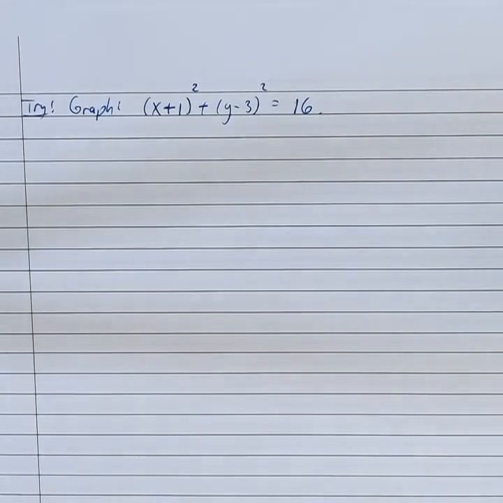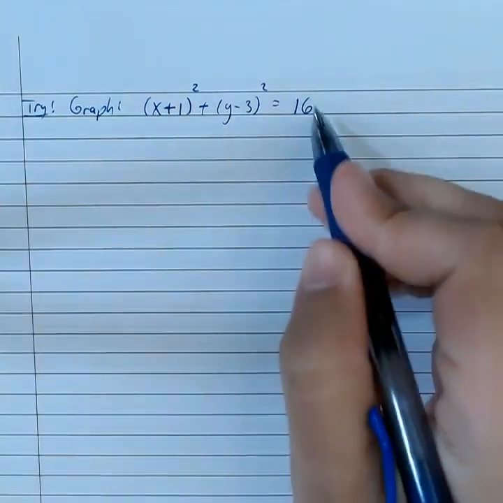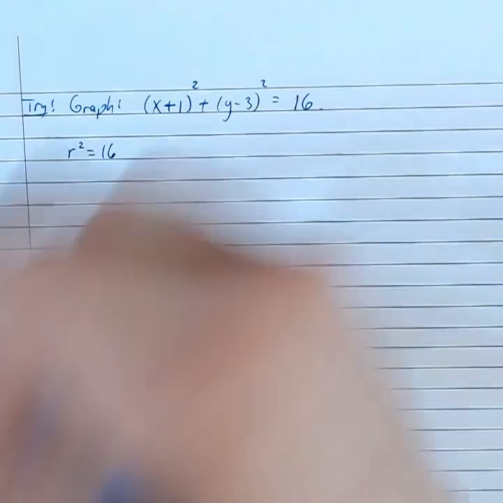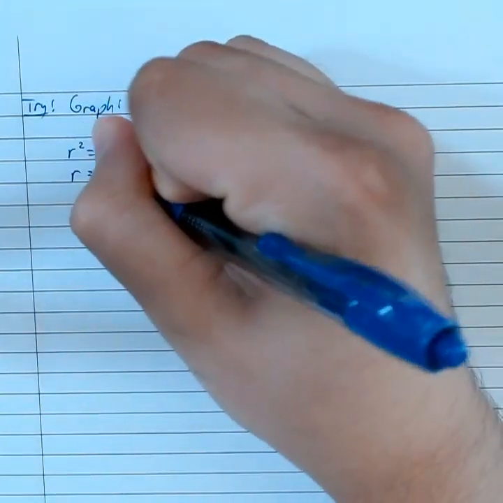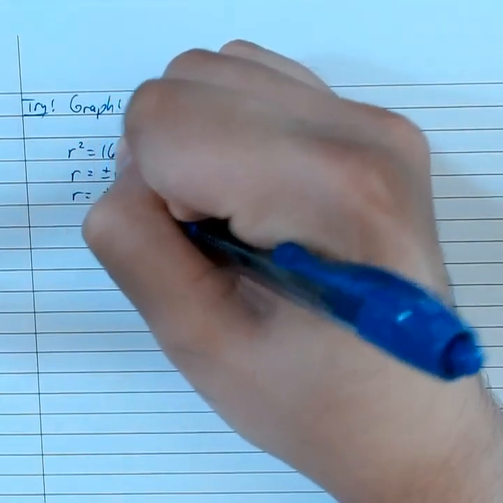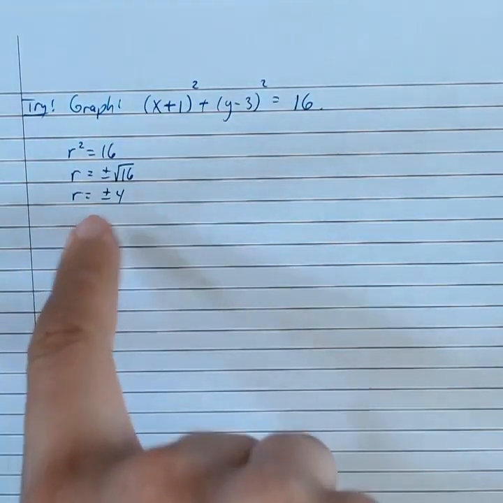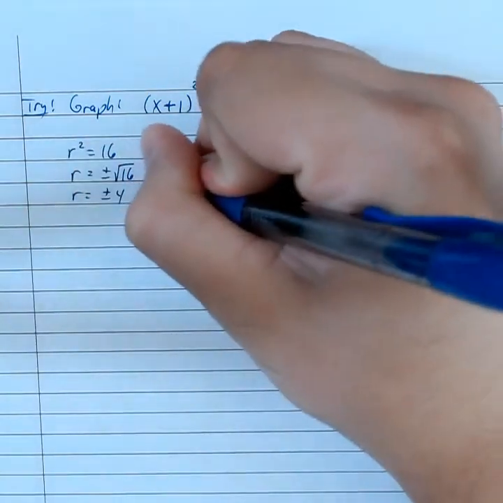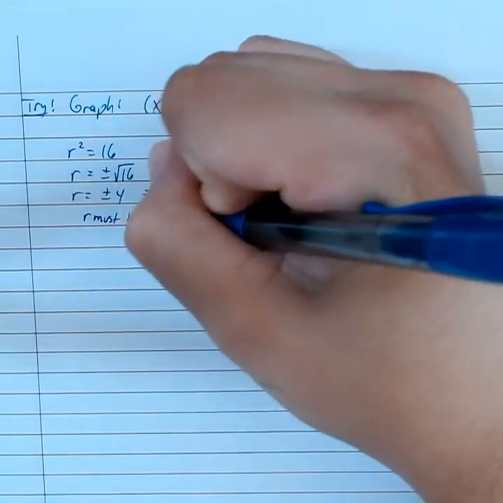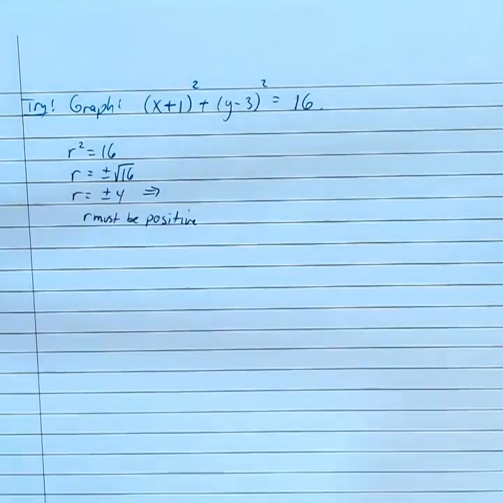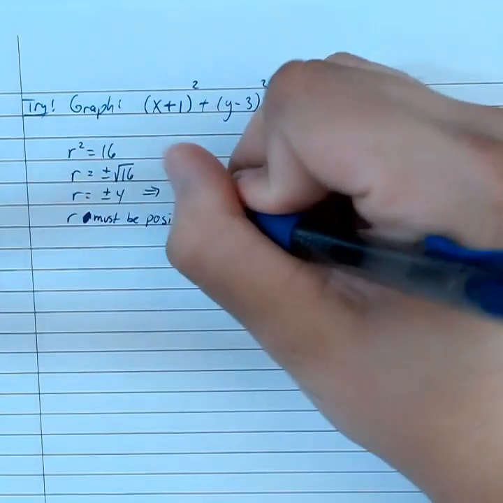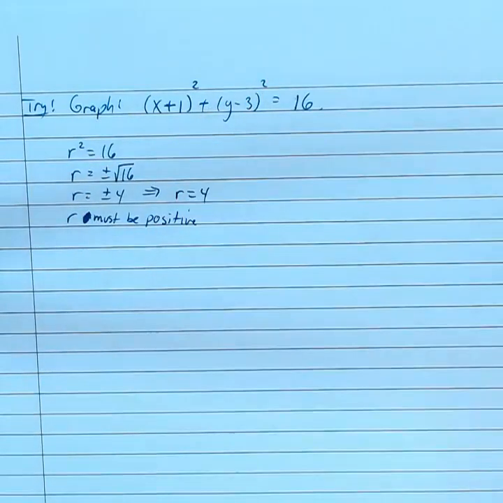All right, so here we go. This constant here is our r squared. So r squared is equal to 16, which means r is equal to plus or minus the square root of 16, or in other words, r is equal to plus or minus 4. But again, since radius must be positive, that means it can't be negative 4. So it must be positive 4. r must be positive, so r must equal 4.